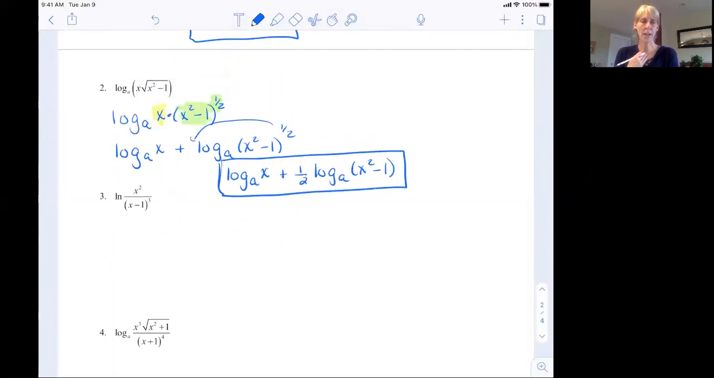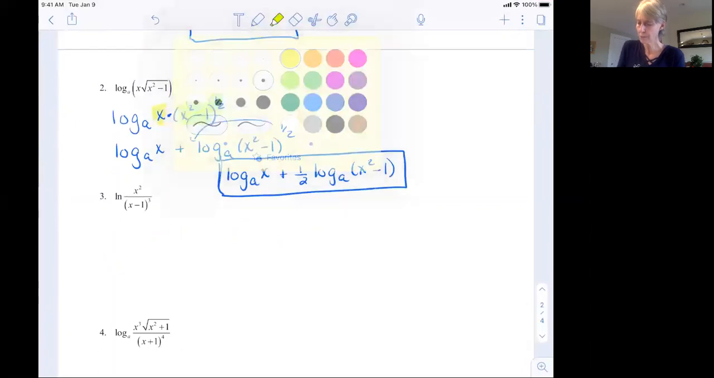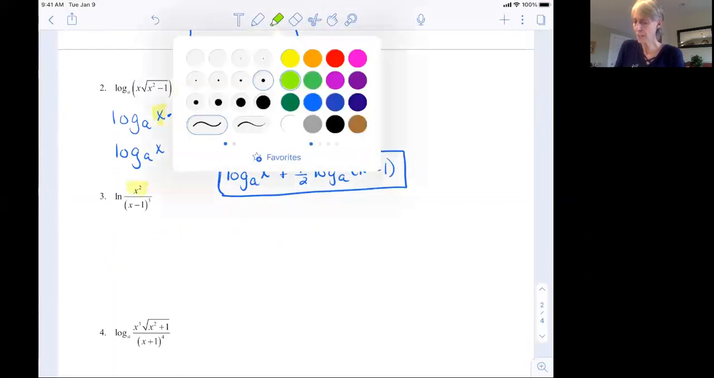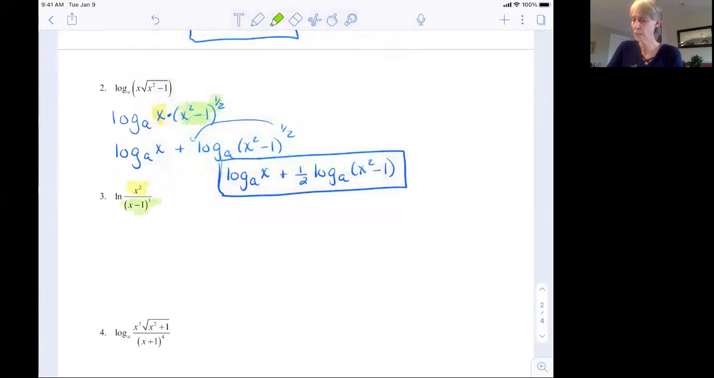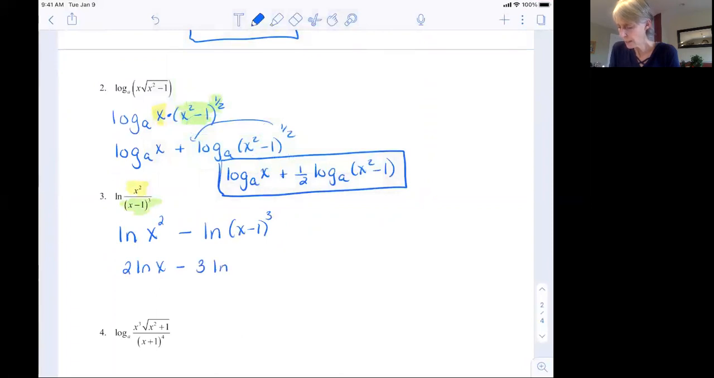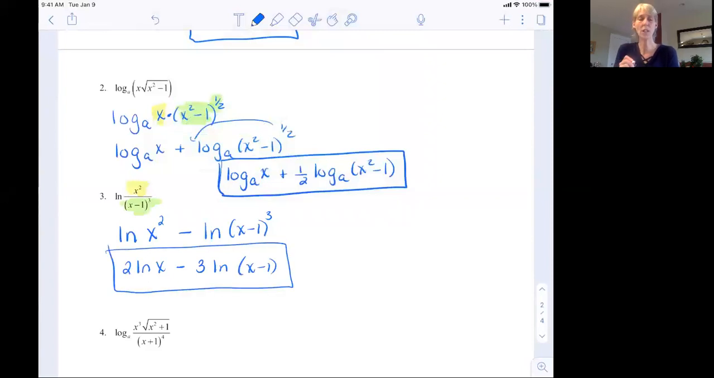In example 3, I have ln of x squared over x minus 1 cubed. So I have a numerator and a denominator, so we've got division going on. ln of x squared minus ln of x minus 1 cubed. Now I want to take care of those powers, so bring the power down in front. 2 ln of x minus 3 ln of x minus 1. Again, all we've done so far is rewrite it as an equivalent expression.